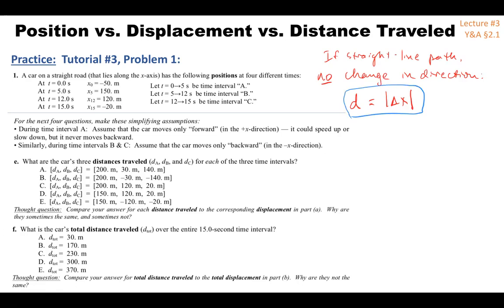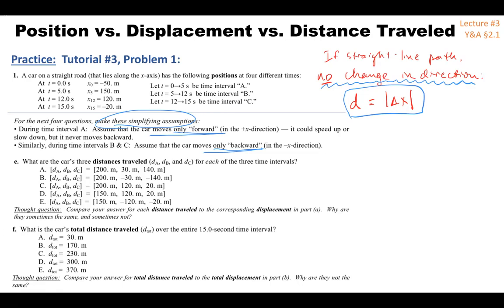What if the object does change direction? Well, then there is no formula, and you just have to look at the problem and try to figure it out based on the specifics of that case. So I'm going to make these simplifying assumptions here: that the car moves only forward during time interval A and only backward during time intervals B and C. What that does is it allows us to satisfy this no change in direction during each of the time intervals individually. It just makes things simple for us, and we can use that expression.